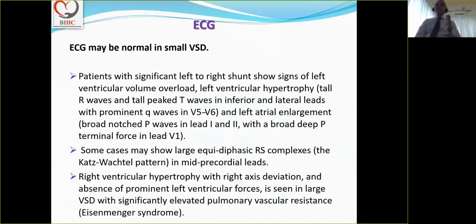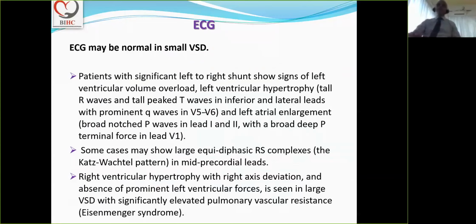RVH with right axis deviation and absence of prominent LV forces is seen when the VSD is turning into Eisenmenger. If the shunt has gone away and the high PVR is the deciding clinical factor, what you would see is RVH with right axis deviation and less of LV.